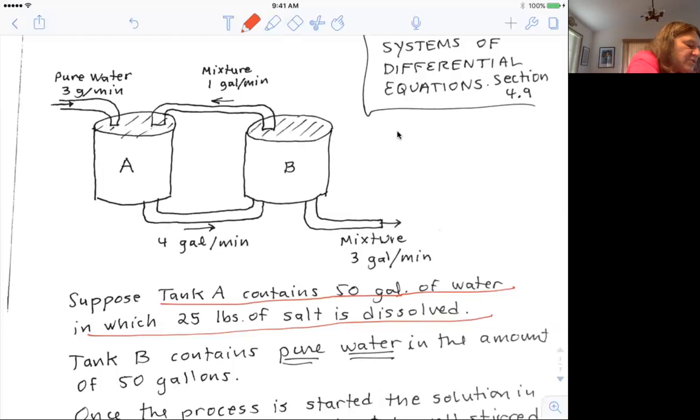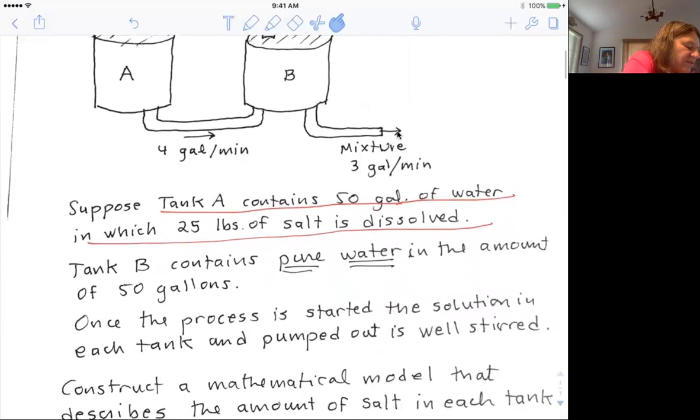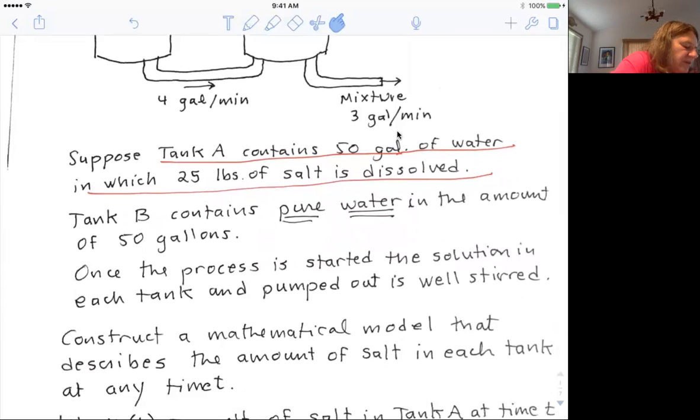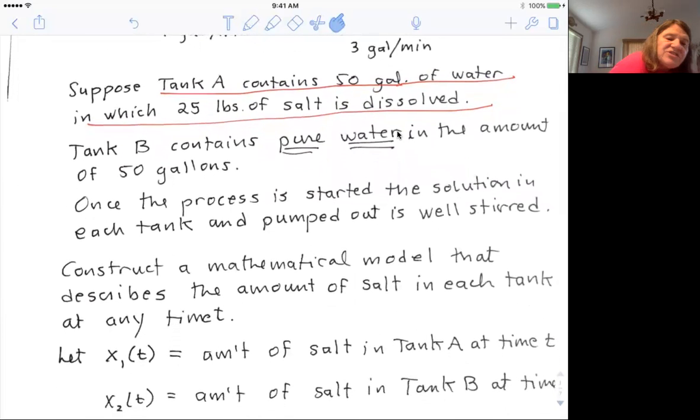Okay, so let me just write, let's look at that. So this is what I just said. Once the process is started, the solution in each tank is well stirred and pumped out. It says construct a mathematical model that describes the amount of salt in each tank at any time t. All right, I'm going to let x1 be the amount of salt in tank A. So x1 is the amount of salt in tank A at any time.